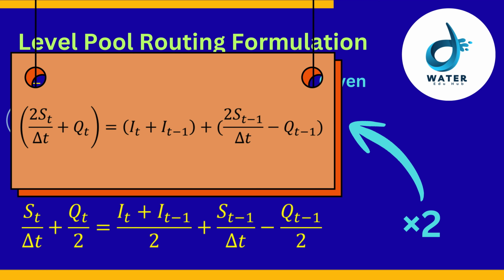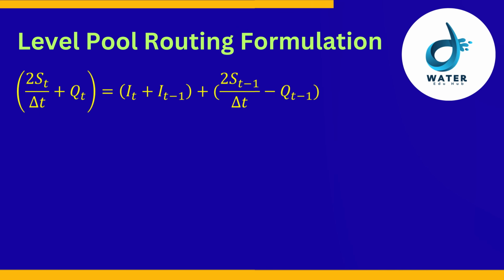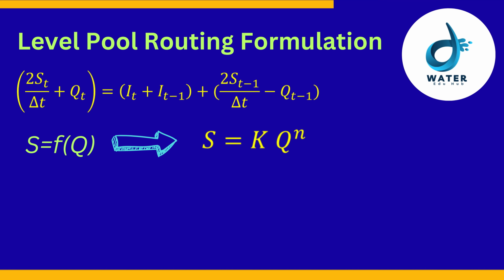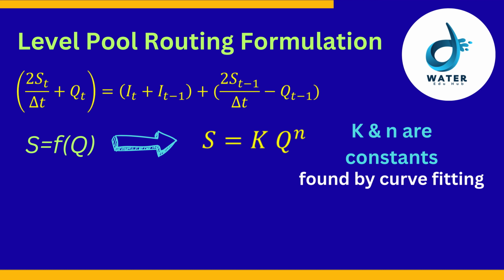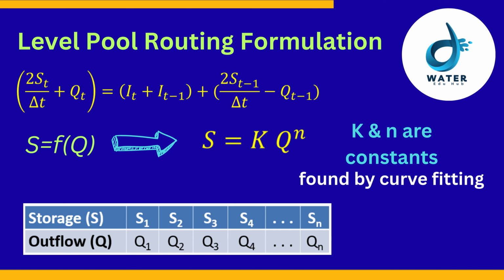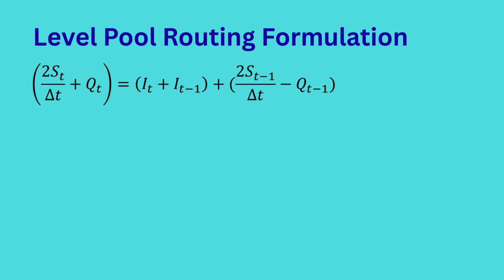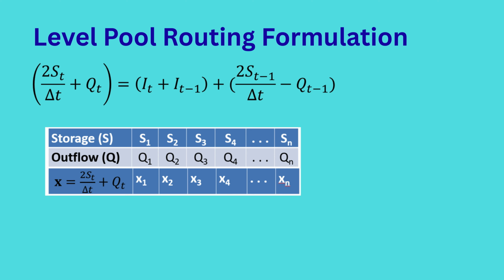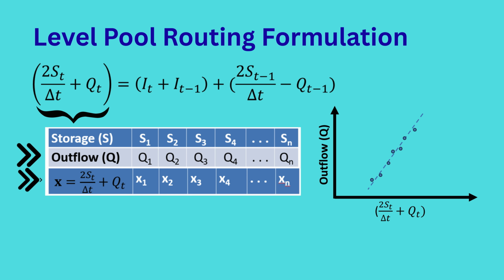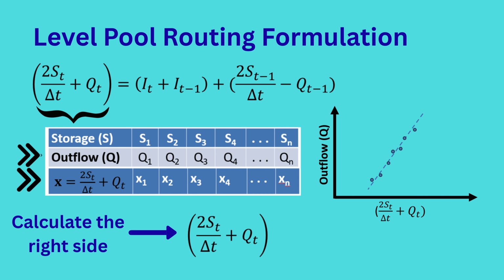To find two unknown variables, we need another equation. For this, we will bring in the storage-outflow function. This relationship could be available as a formula like this, where k and n are constants which can be found through a curve fitting analysis. However, in practical applications, we usually have a dataset of storage versus outflow records. In both cases, we need to establish a relationship between the unknown term of 2S over delta t plus Q in the continuity equation and the outflow Q. With these, in each time step, we calculate the right side of the equation, which is known, to get the 2S over delta t plus Q value.